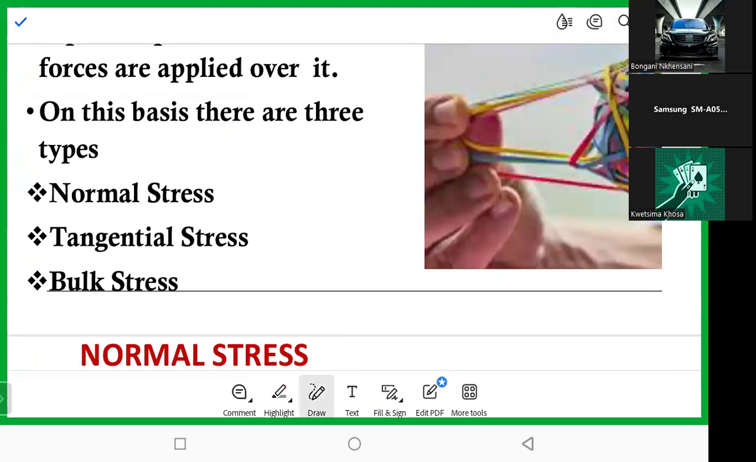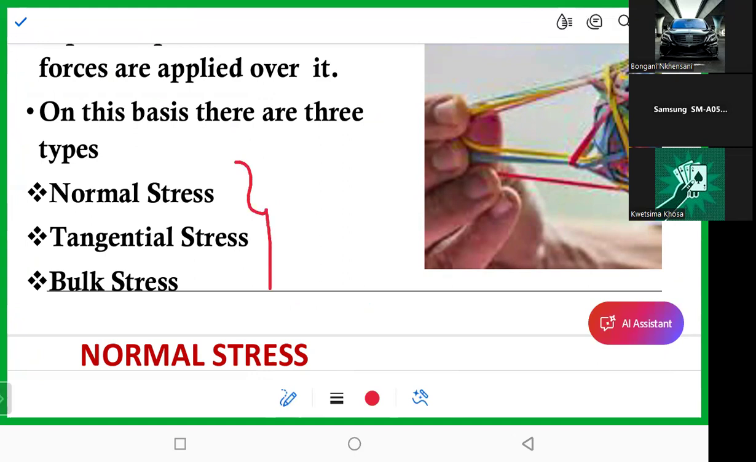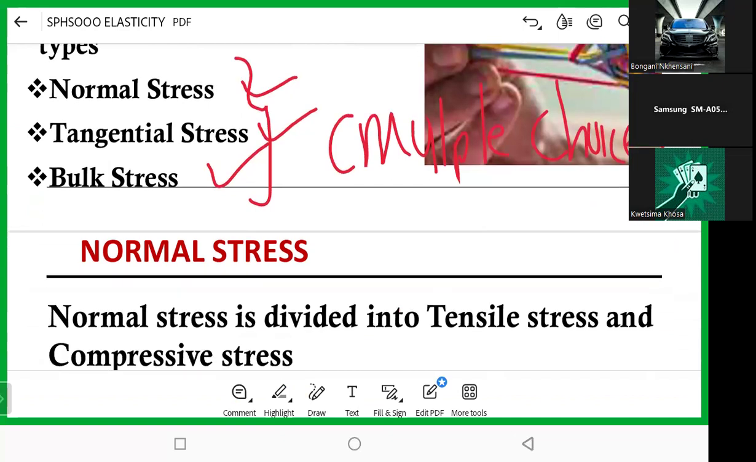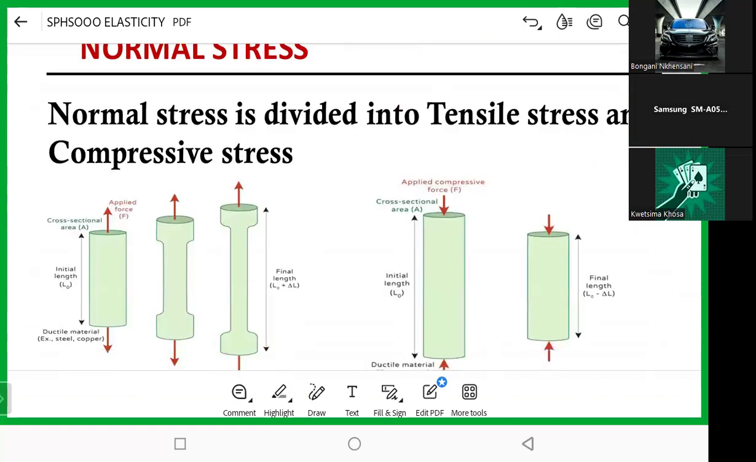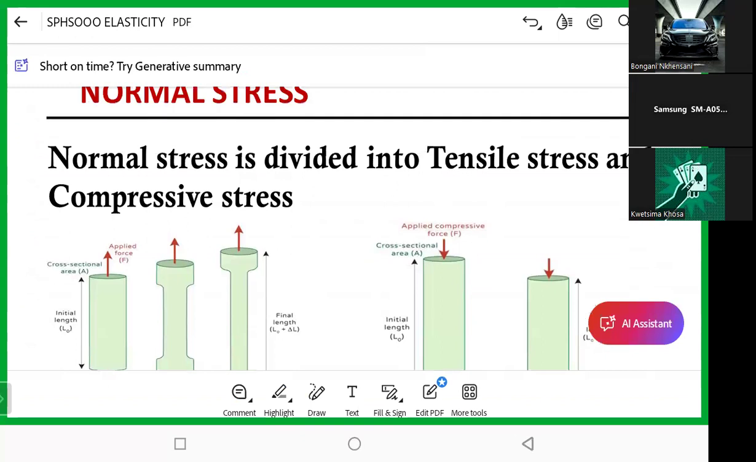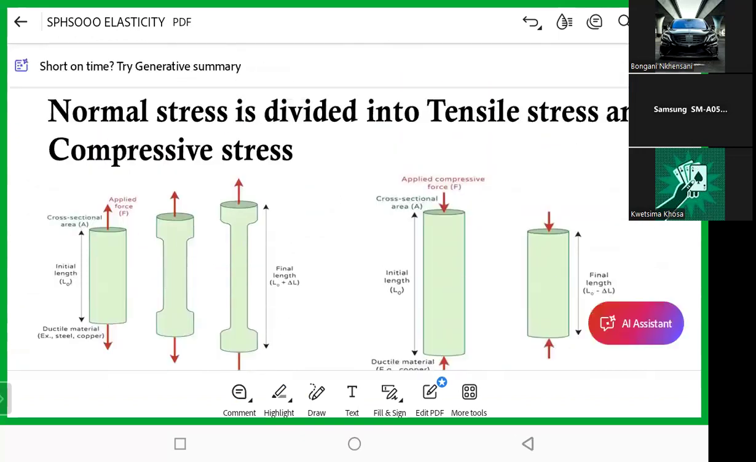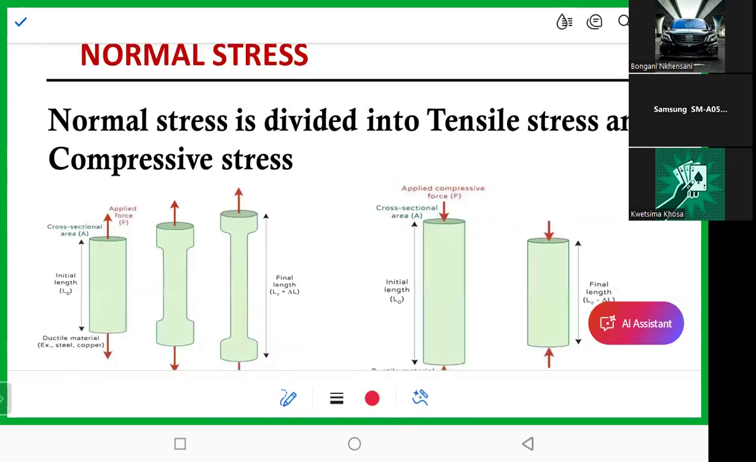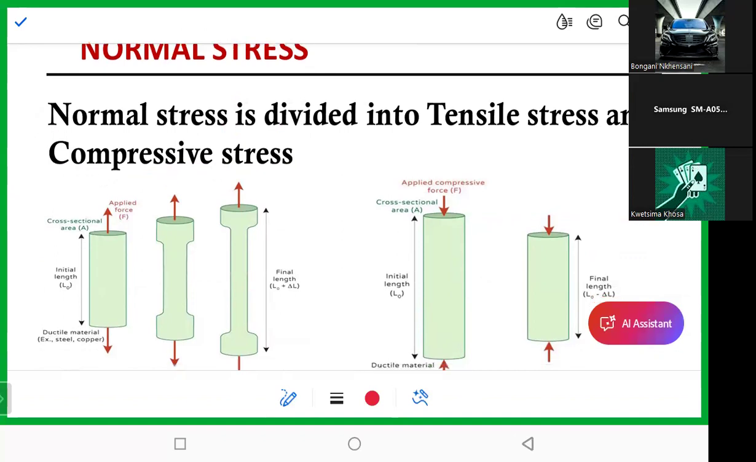I can also just know this one. The types of stress are normal stress, tangential stress, and bulk stress. This usually comes in multiple choice, so you must know the types. Another thing that you must know is the difference between tensile stress and compressive stress.